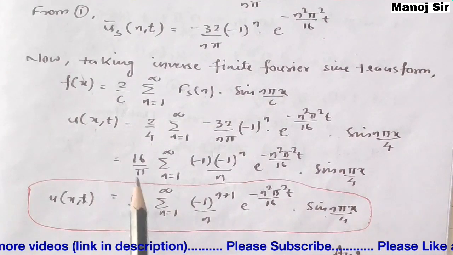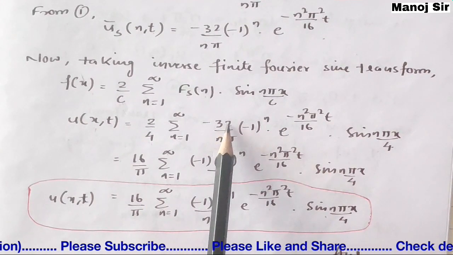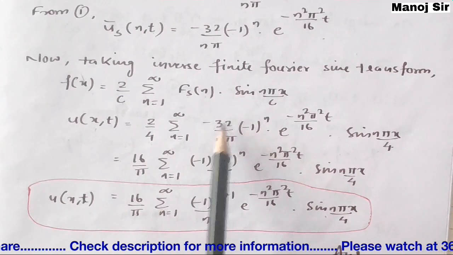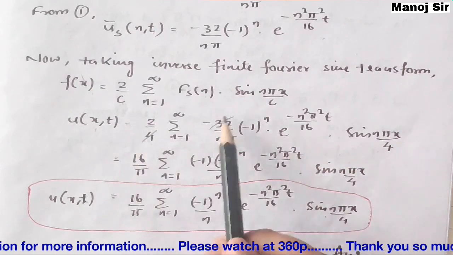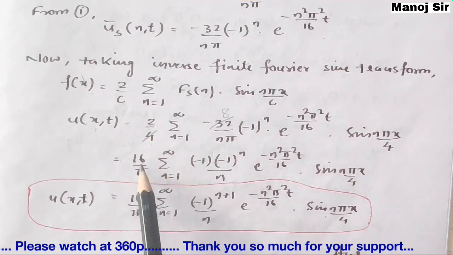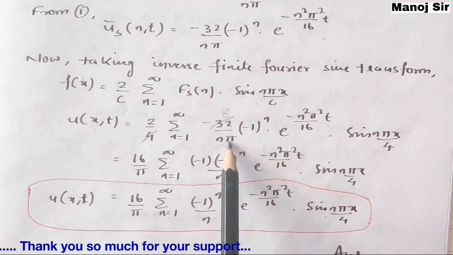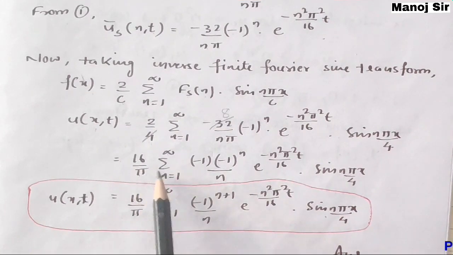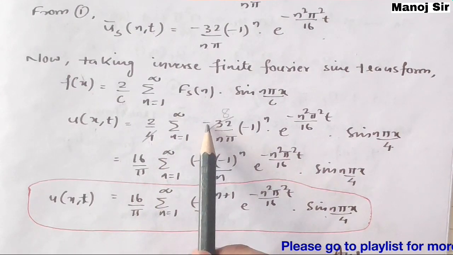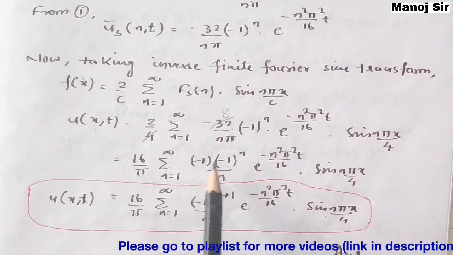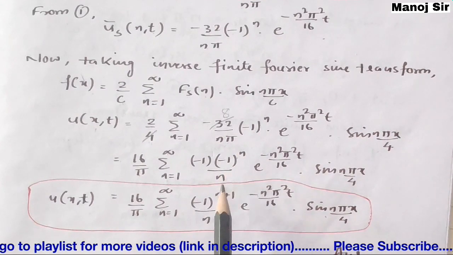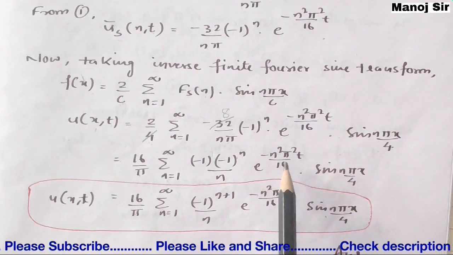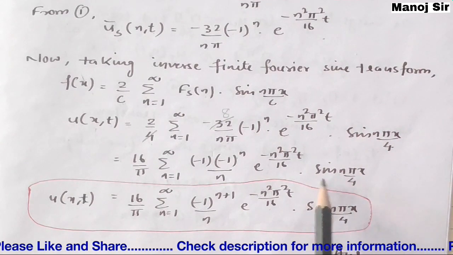Now we can take this 32 here. 32 upon 4 becomes 8, and 8 into 2 is 16, so 16 upon pi, summation n equals 1 to infinity. Here we have a negative sign, so we can write minus 1 into minus 1 power n upon n into e to power minus n square pi square t upon 16. This part is as it is, and the sine of n pi x upon 4 is also as it is.